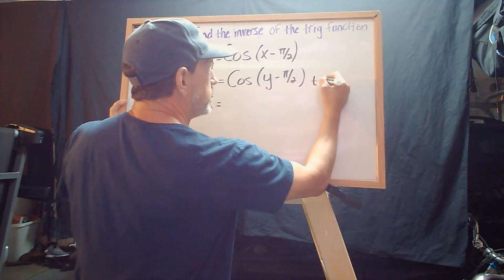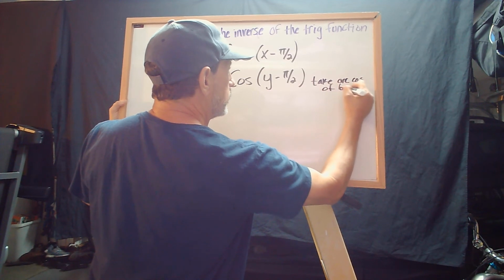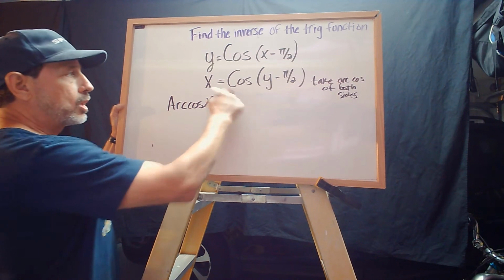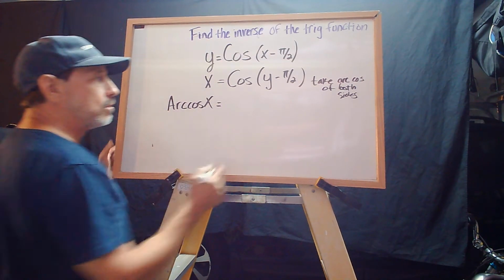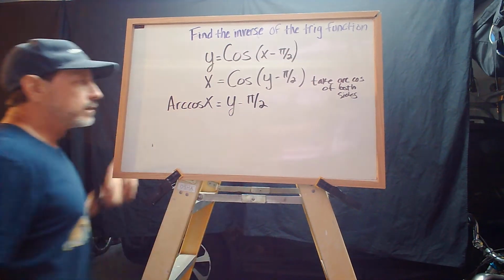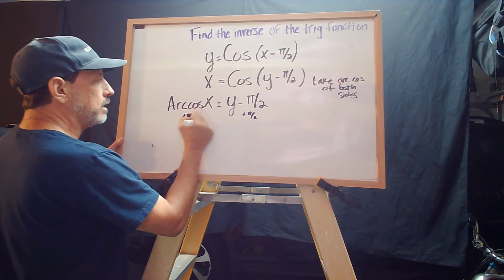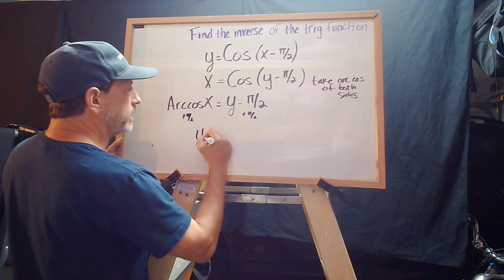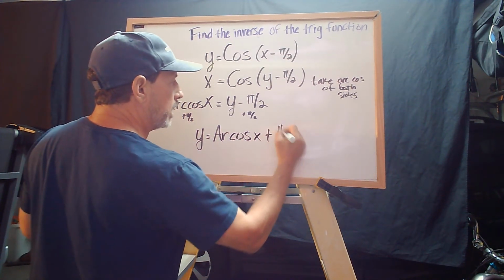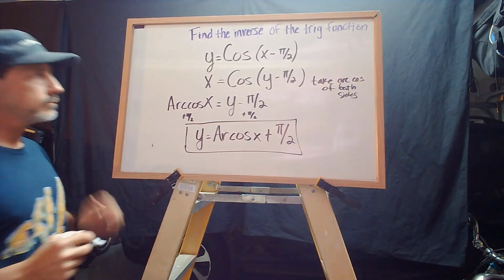So we'll just put that step here. Take arc cos of both sides. Okay, so that's what we did here. So again, arc cosine of cosine, that cosine will go away, and we're just going to be left with y minus pi over 2. And then we can just add pi over 2 to both sides. And so we're going to get y equals arc cos x plus pi over 2. So there's your first inverse right there.